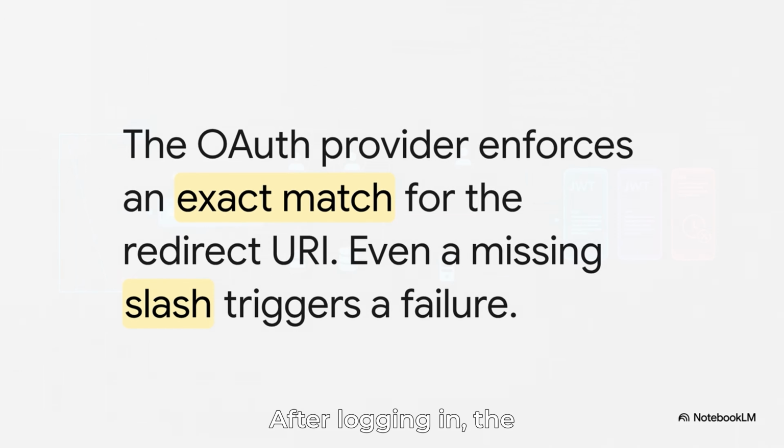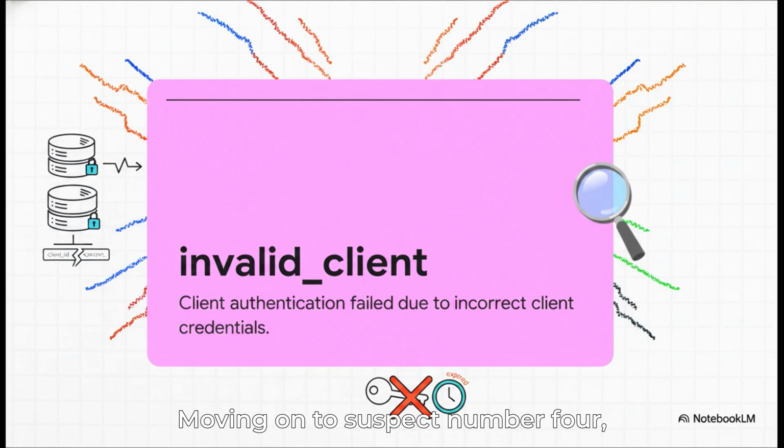After logging in, the server tries to redirect the user back to the app. But listen to this. For strict security reasons, the server demands an absolute character-for-character match with the web address the developer originally registered. It doesn't mean mostly match, I'm talking exactly. Even a single missing trailing slash, a weird port number, or using HTTP instead of HTTPS will trigger a complete failure.